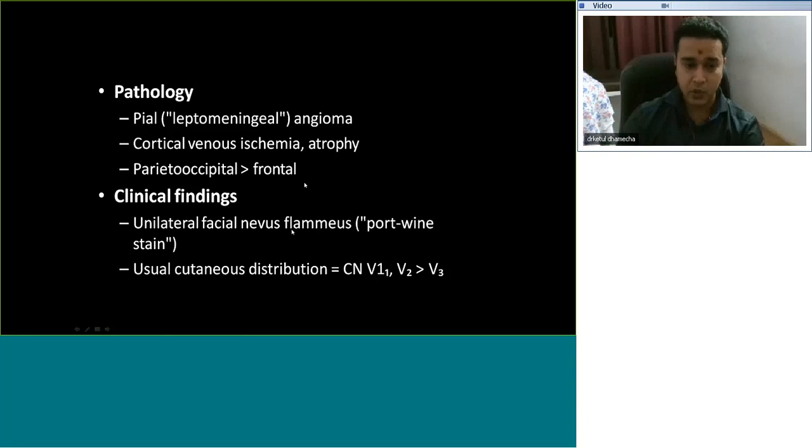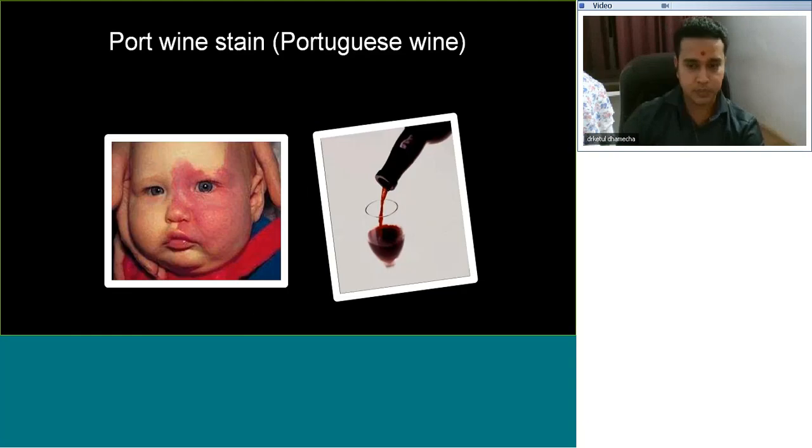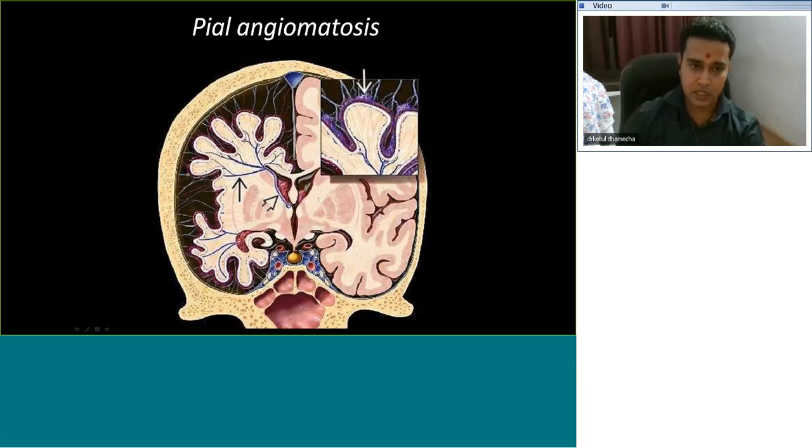Clinical findings: unilateral facial nevus flammeus, port-wine stain, in the cutaneous distribution of the V1, V2, and V3 nerves. This is the port-wine stain, unilateral. Here you can see pial angiomatosis. These are the abnormal pial vessels which are not matured. You can see normal on the other side and abnormal on this side. So here, this causes a severe ischemia of the brain, cortical atrophy, and some shrinkage of the unilateral hemisphere.